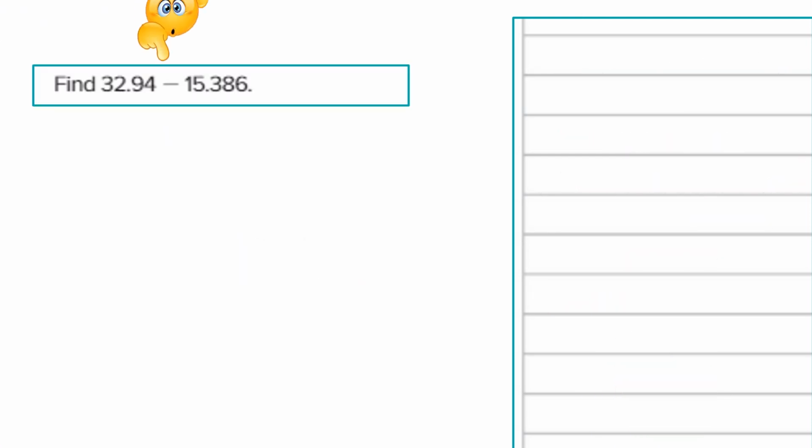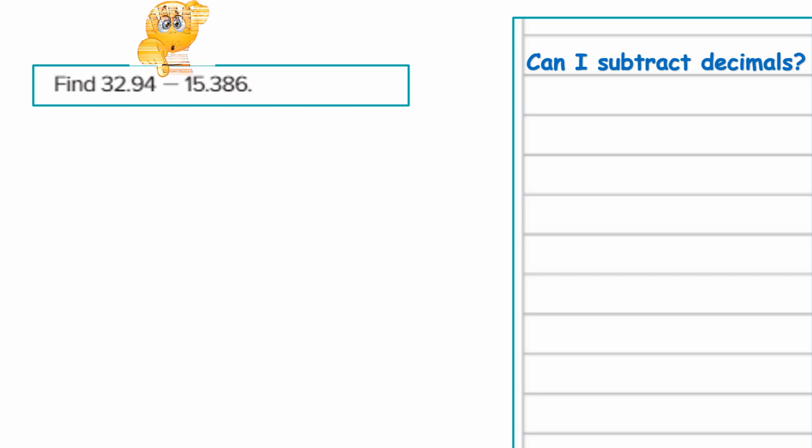But what about subtracting decimals? Right? You made adding decimals real easy, Mr. B, but now we're subtracting and I'm not really good at subtracting. It's okay. Follow the same steps and you will be fine, I promise. Our 4 steps start with the same question. Can I subtract decimals? And that answer is yes.